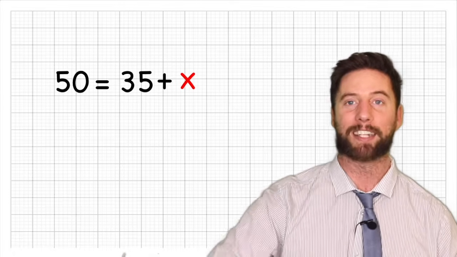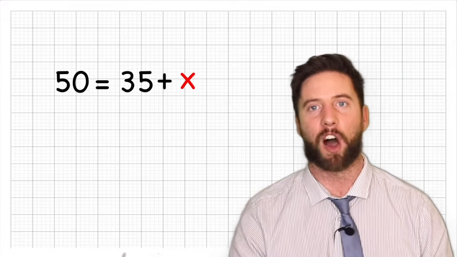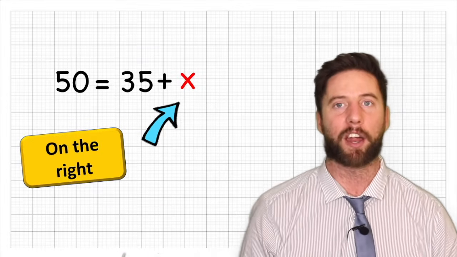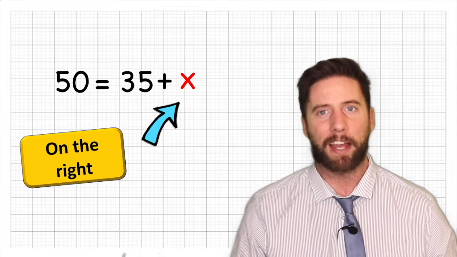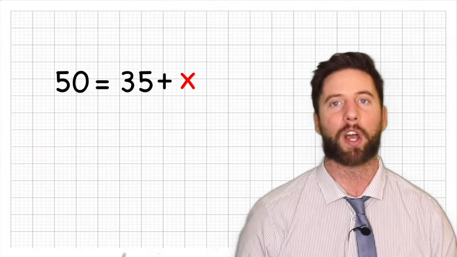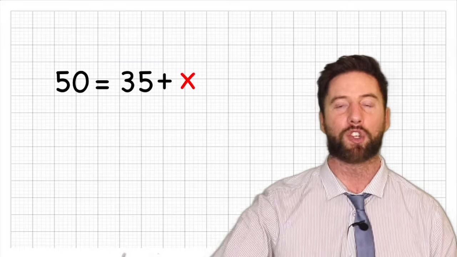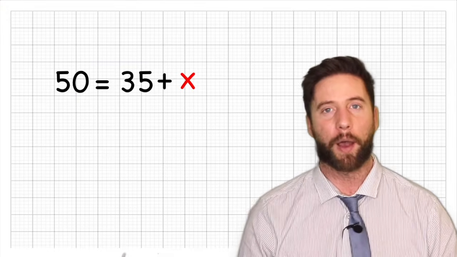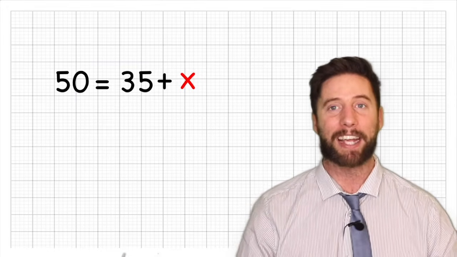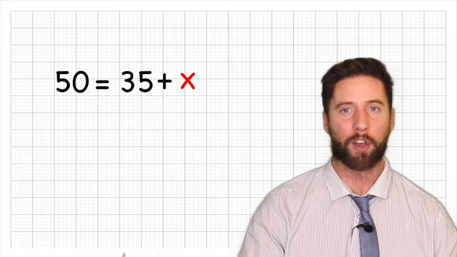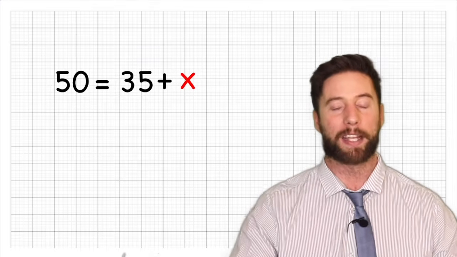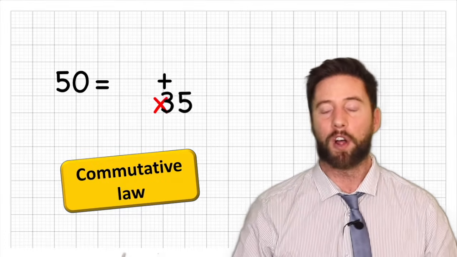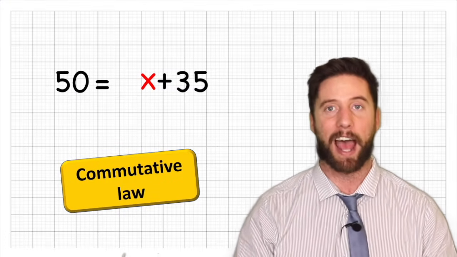Let's have a look at 50 equals 35 plus x. Okay, now in this example, x is on the right-hand side of the equal sign. Does that make it harder? Does that make it any different? Absolutely not. We are going to use exactly the same strategy of just getting our x, our unknown value, on its own. Now in this case, we are having x being added to 35, unlike our first example where 10 was added to x. But thanks to the commutative law, that's exactly the same as saying x add 35.